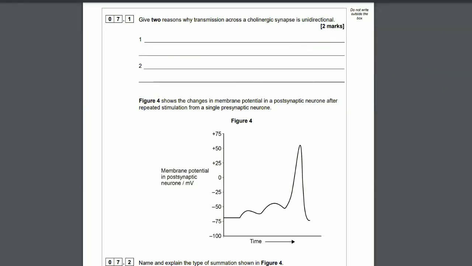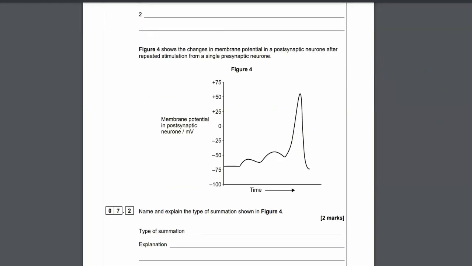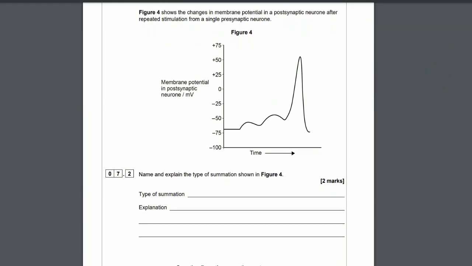So that is why the synapse ensures the unidirectional function of the nervous system, that the impulses, action potentials, can only go one way. Figure 4 shows the change in the membrane potential in the postsynaptic neuron after repeated summation from a single presynaptic neuron. We have the membrane potential on the left in millivolts. You can see the threshold's about minus 50. Until the threshold at minus 50 or minus 55 is breached, we don't get the action potential.